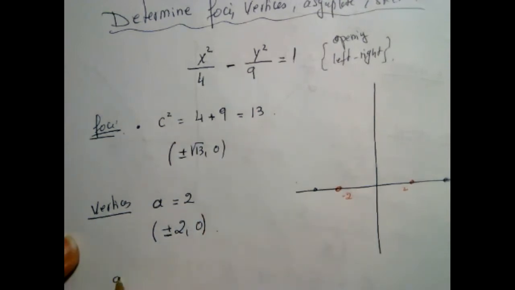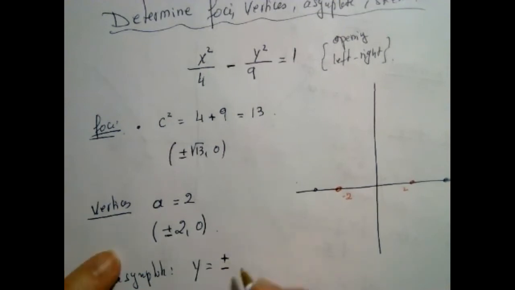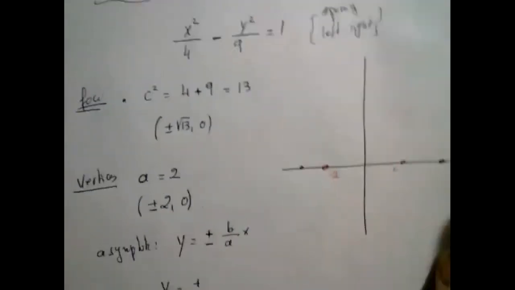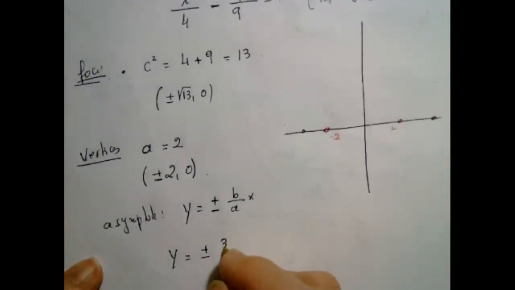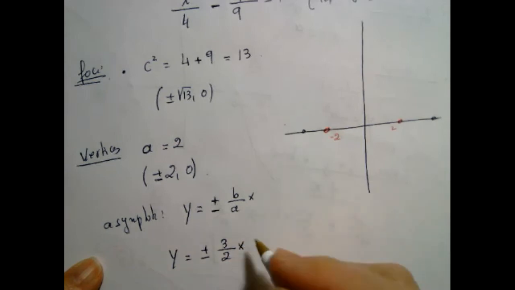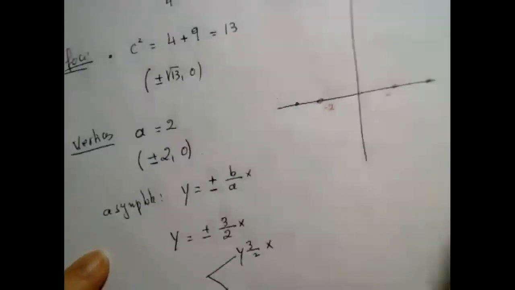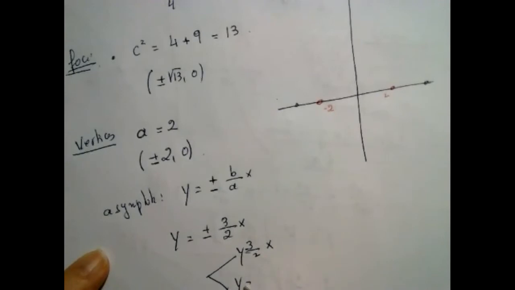Now the asymptote. We have 2 of them, one is plus, and the other one is minus, b over a x. So now we have to define each one. So y equal plus or minus, my b here is a 3 over 2x. So we have 2 of them basically. We have one asymptote, the positive one, and we have the negative one.